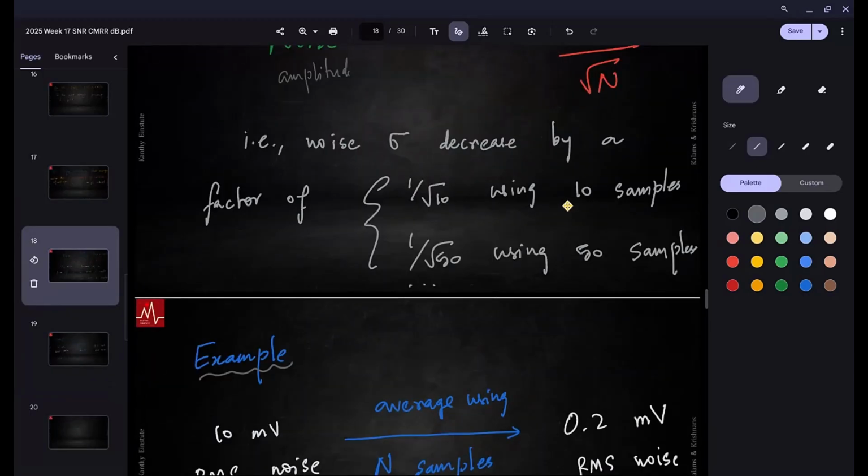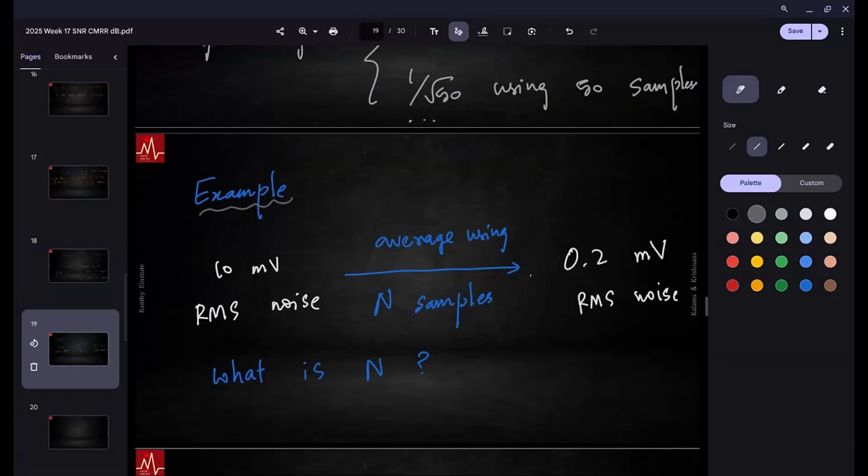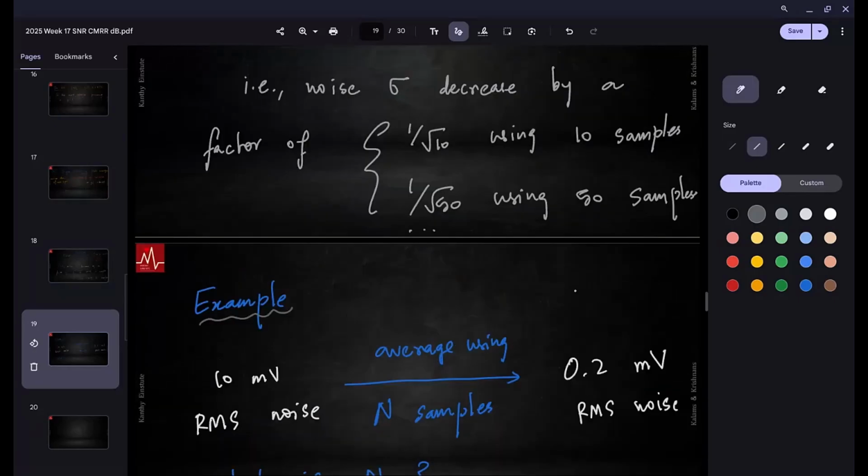Notice 10 noise reduces by a factor of 1 by square root of 10. So here you have to use, again, this forward problem is fairly easy, right? Say if we had used 50 samples, 10 millivolt would have become, square root of 50 is 7.07, one divided by answer is 0.14. So 10 would have become 1.4 millivolts. Now 10 is becoming 0.2 millivolts. How many samples?